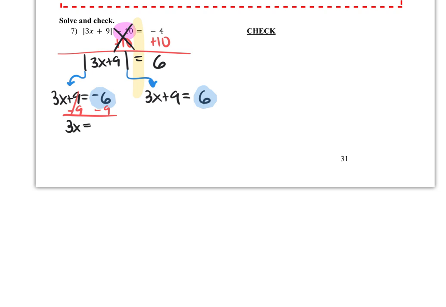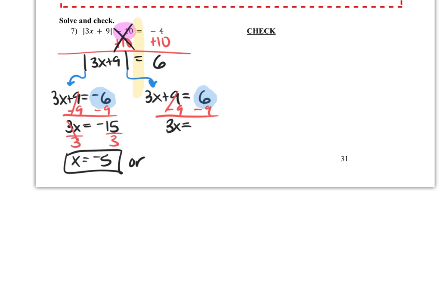Bring down your equal sign. And what do we have? Negative 15 there. Okay. And then divide by 3, good. And you get negative 5. Awesome. All right. Other side, so that's or, right? That's one answer. Okay. 3x plus 9 equals 6. So that first step is exactly the same, correct? Subtract 9.